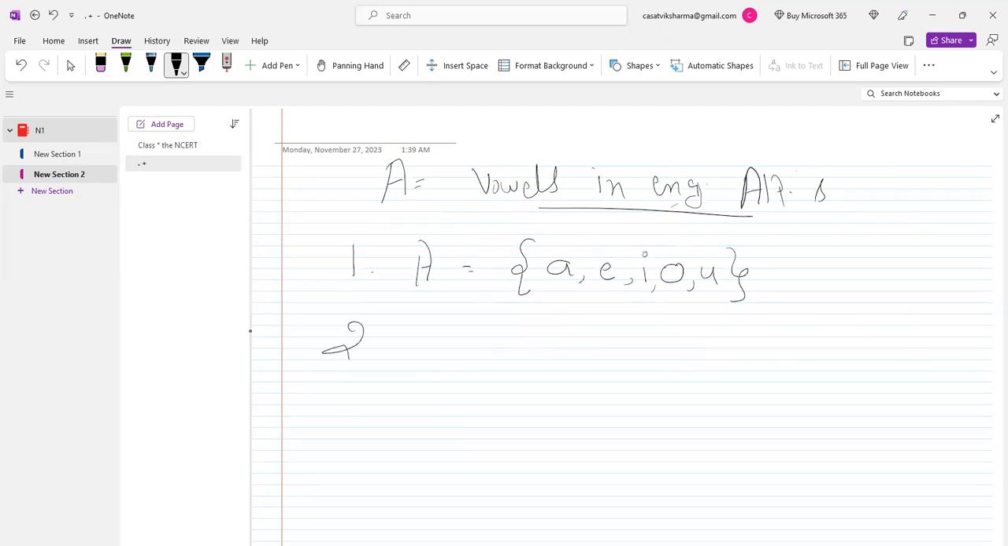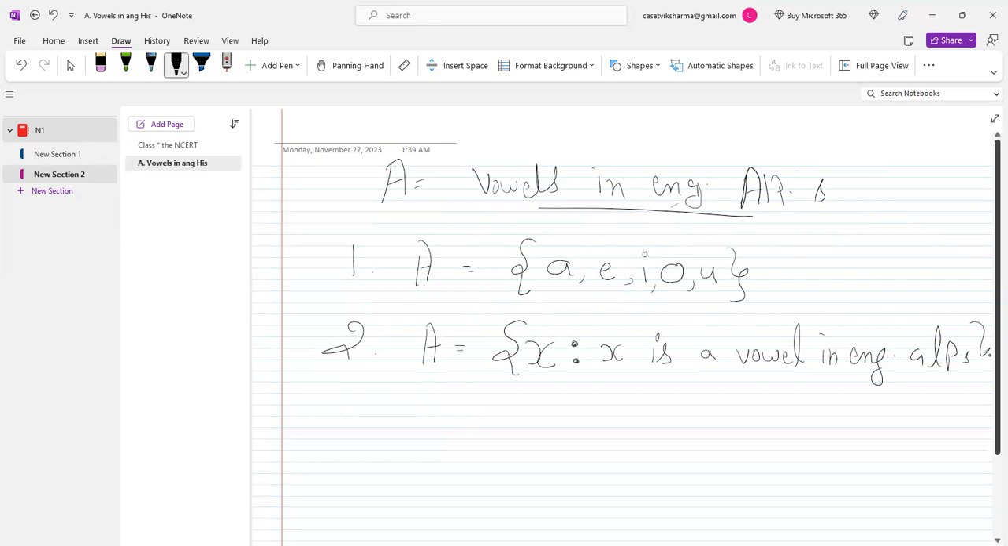The first one is the roster form. Now we have the set builder form. The set of all x such that, colon, x is a vowel in English alphabets. This is one way, and this is another way to write this set of vowels in English alphabets.